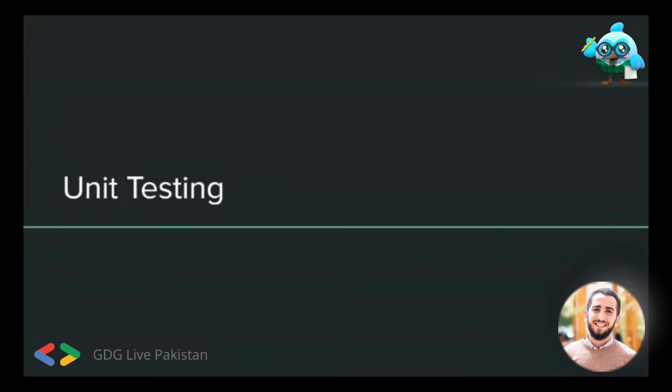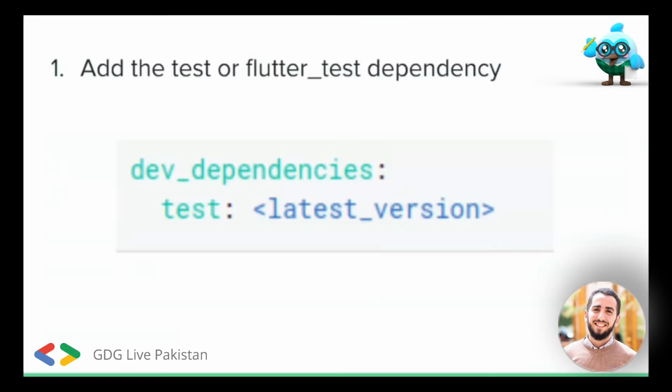That's it. So you can use the test package because it provides the core framework for writing unit tests, and the Flutter test package provides additional utilities for testing widgets. So there are just 6 steps to produce a good unit testing. First, you can add the test or Flutter test dependency.